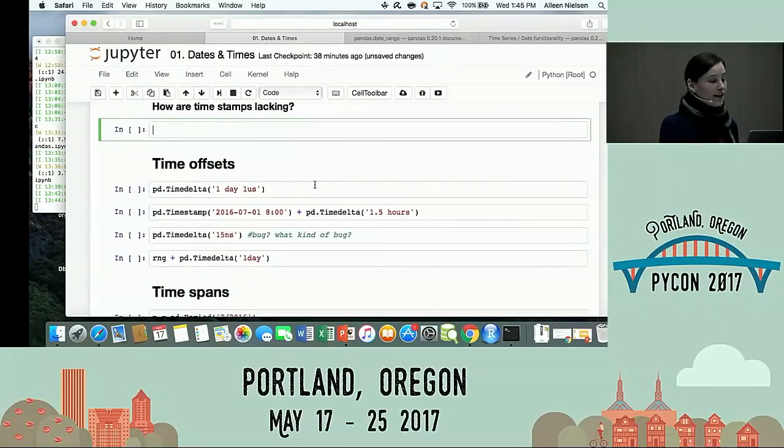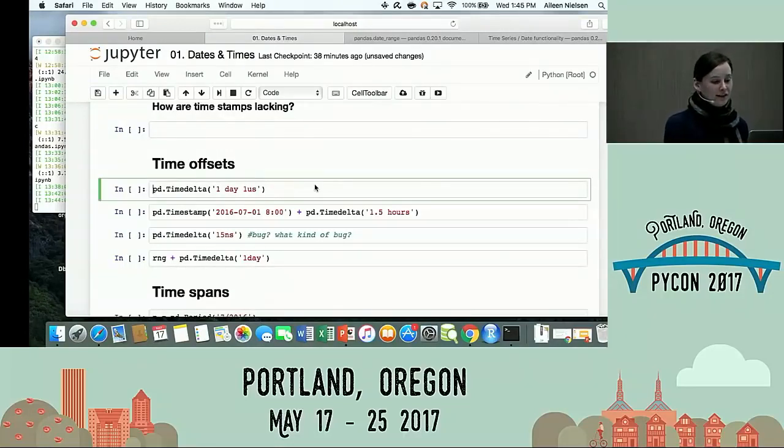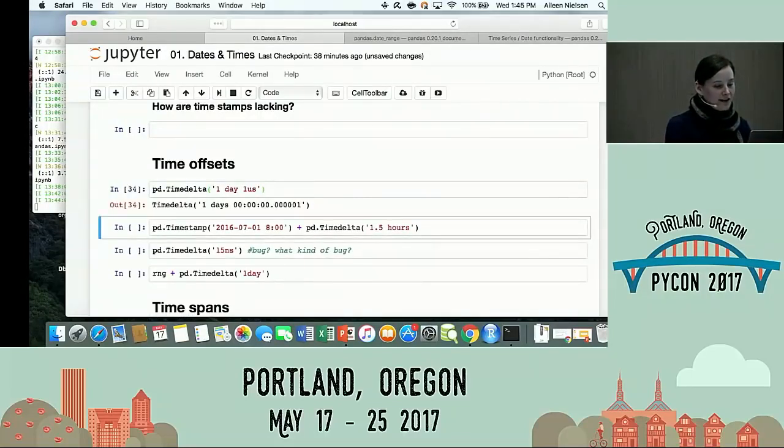Part of the way we get there is first we need offsets. We need this idea that there's a starting time, and then we add some component of time. So first you've got time offsets. These are time deltas with a lowercase d. And here's an example: 1 day and 1 microsecond, and there it is. 1 day and 1 millisecond. There it is. 1 day and 1 nanosecond. It's there, you just can't see it.